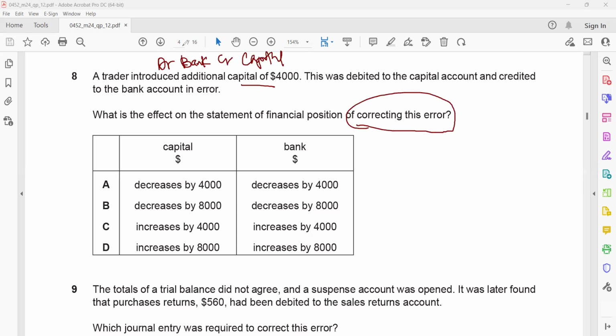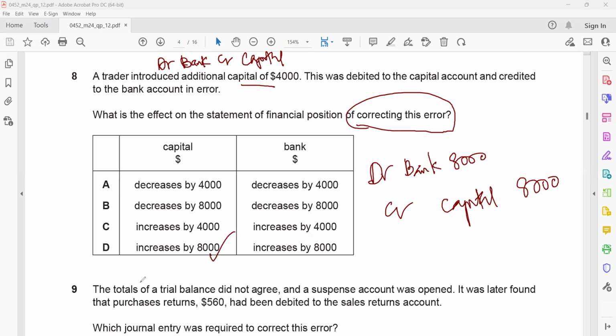So when we do the adjustment, we're going to debit bank, but we have to double up the amount. This is a complete reversal. So capital also has to double, 8,000. This is to reverse the error and put back the correct amount. So capital credit means increase by 8,000. When we debit bank, we debit 8,000, so this one also will increase by 8,000. So the answer should be D.